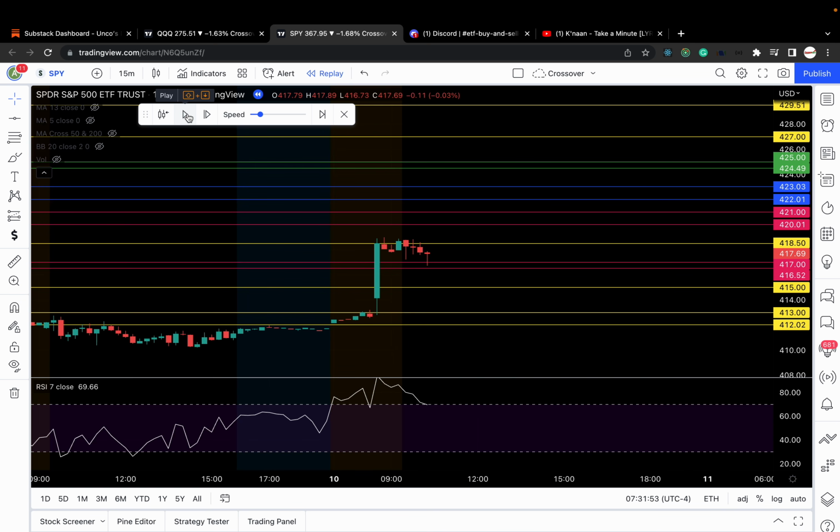Oh, look at that. Did you guys see that? It broke down and it tested the support. We did not lose that support. For me to consider this support lost, it would have to close under the 416.5 support on the 15-minute chart. Instead, we got buying pressure. Would I have entered calls there?